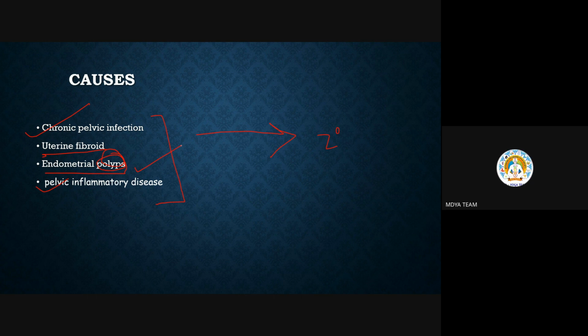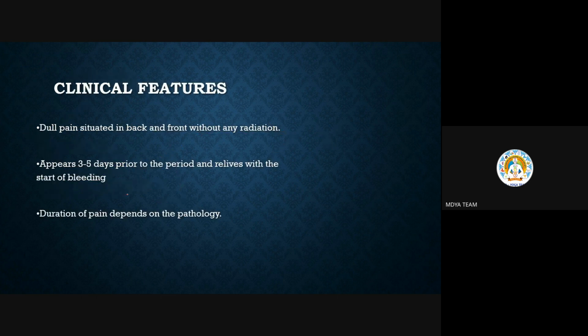Nasal polyps. Very good. Okay, pelvic inflammatory disease, inflammation in the pelvic region. It can further lead to dysmenorrhea. Clinical features: normal clinical features like dull pain situated in the back and front without any radiations.